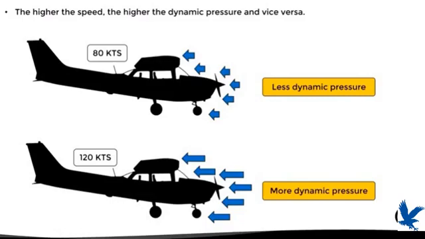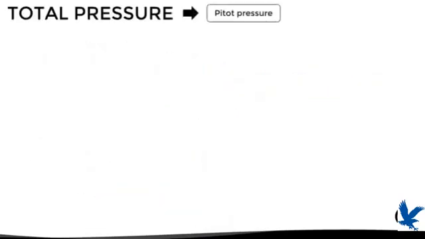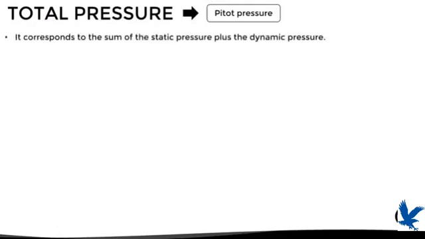Having already seen the definition of dynamic pressure, let's now see the last one, which is the total pressure, also known as pitot pressure. This corresponds to the sum of the static pressure plus the dynamic pressure. Let's see this through an example.